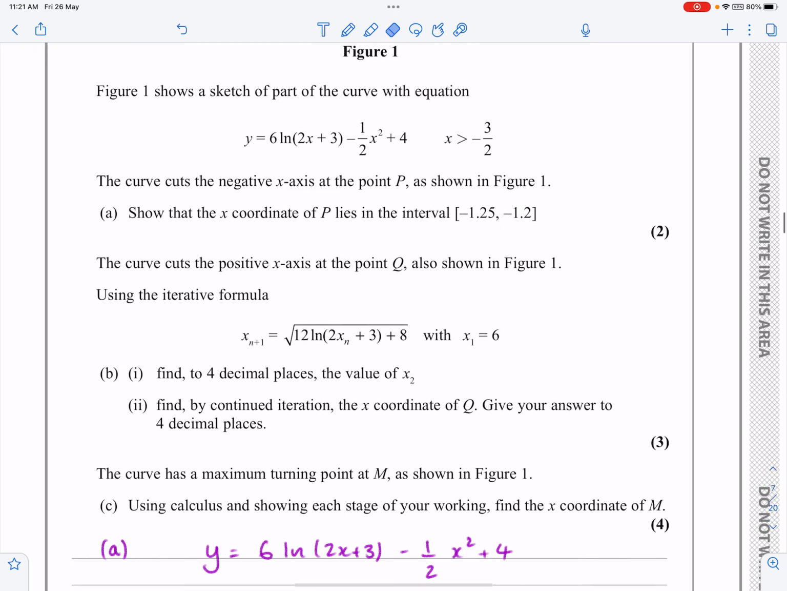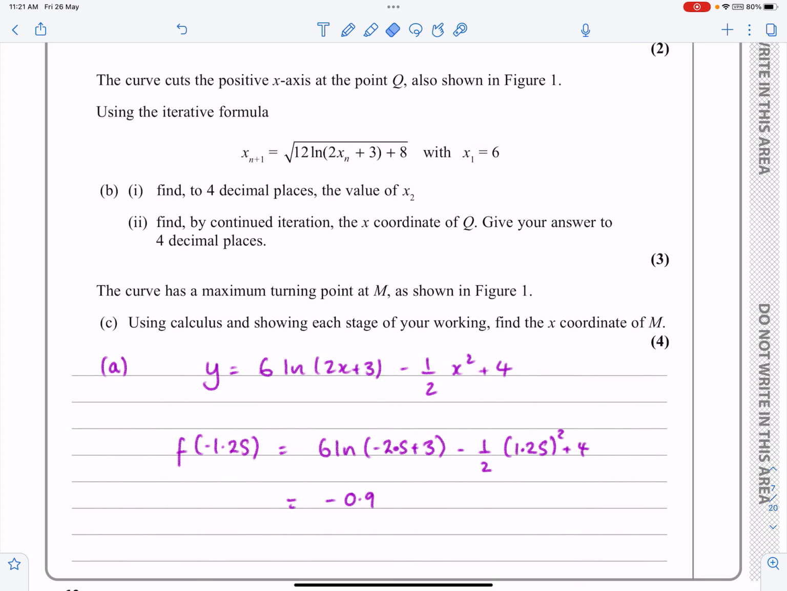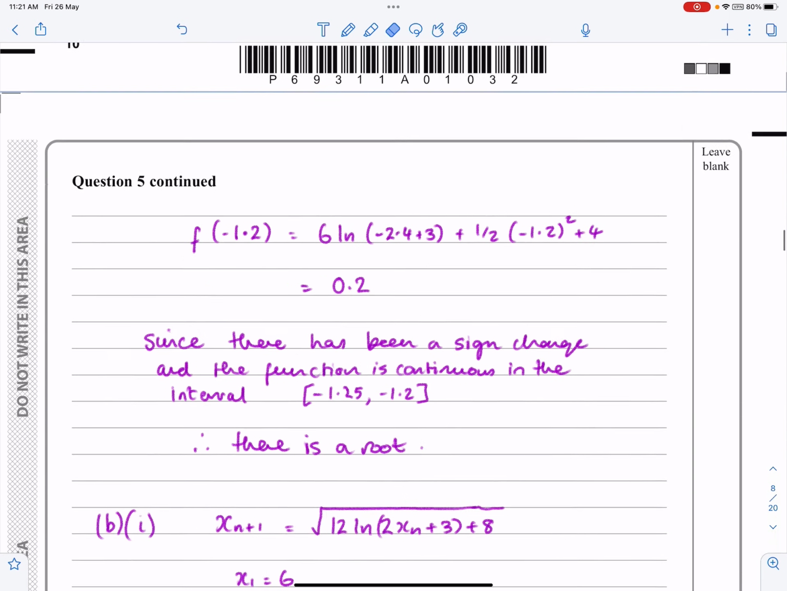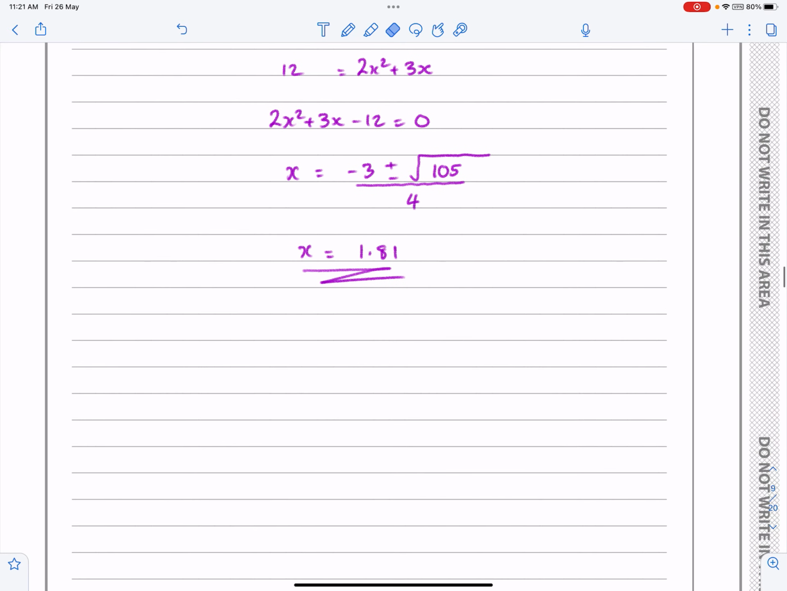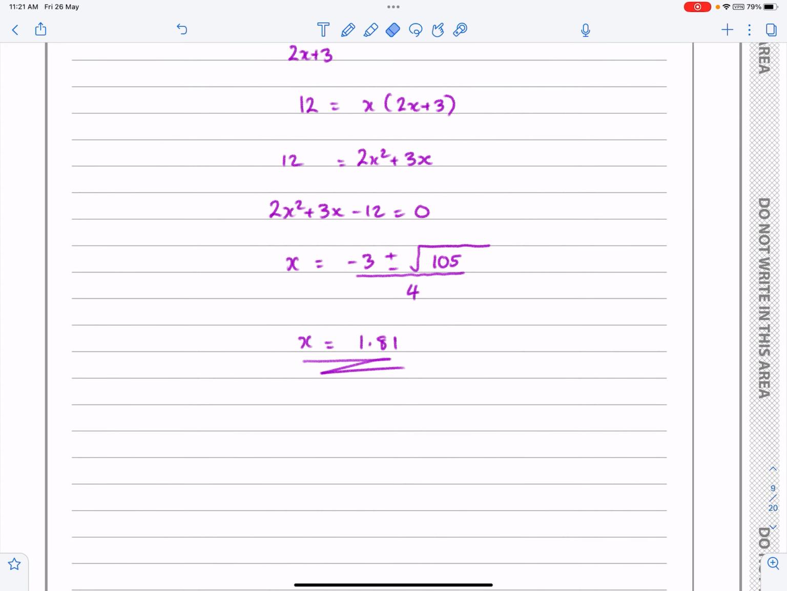Just check back through the question. I was just checking, did it say 2 decimal places? It doesn't say anything there, so I could put any degree of accuracy I want, so 2 decimal places seems to make sense. Okay, hopefully that is all good for you.